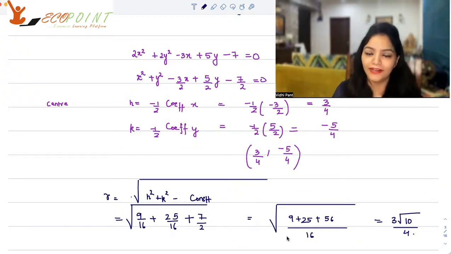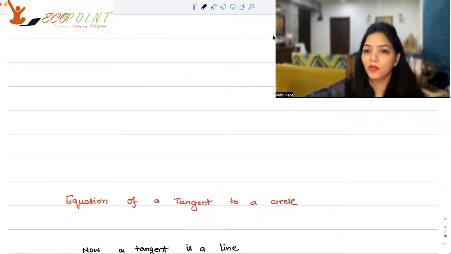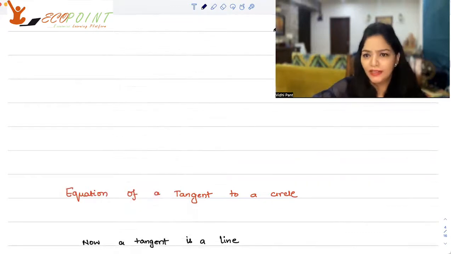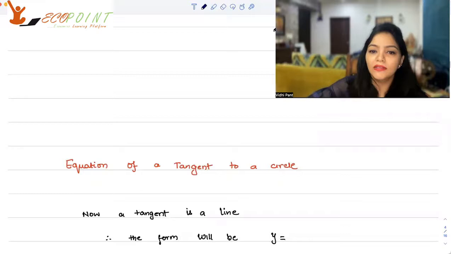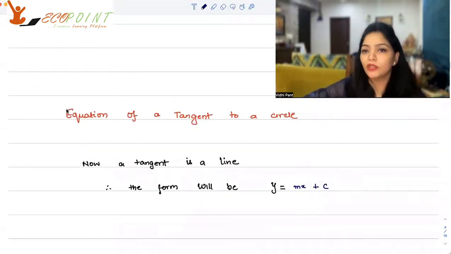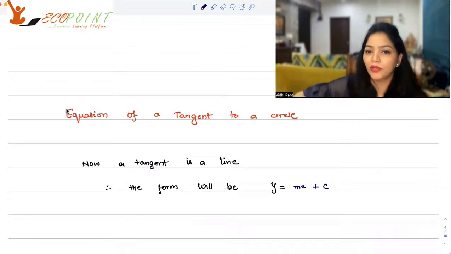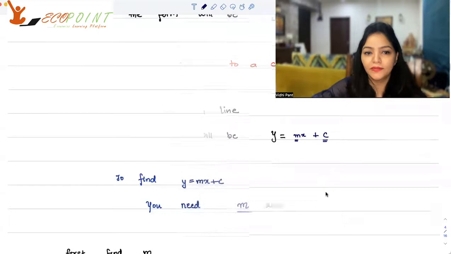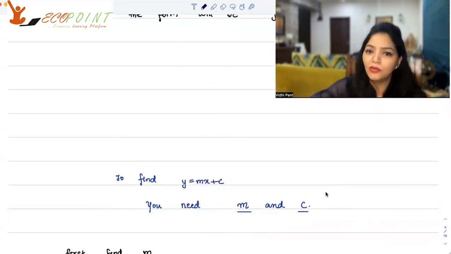That's your radius. Extremely important from the examination point of view is the equation of a tangent to a circle. Now, what is a tangent? A tangent is a line, a straight line, right? So what will be its form? It's going to be of the form y equals mx plus c. If we want to find the equation of the tangent, I would require the value of m and the value of c. So you need m and c. How do we find it?